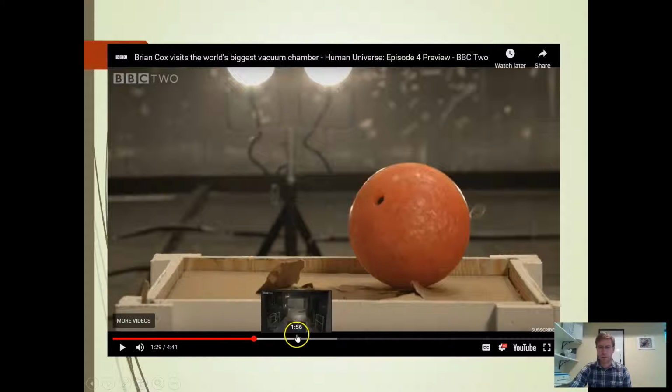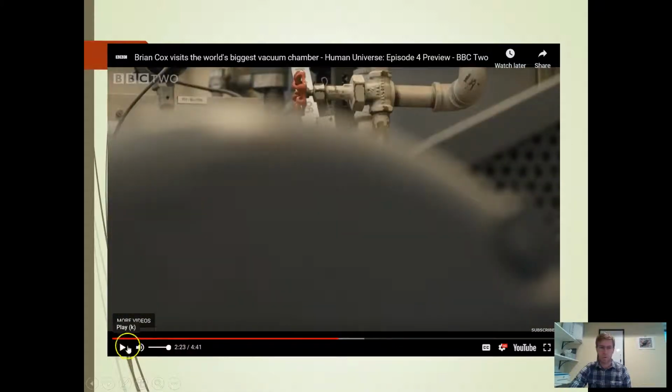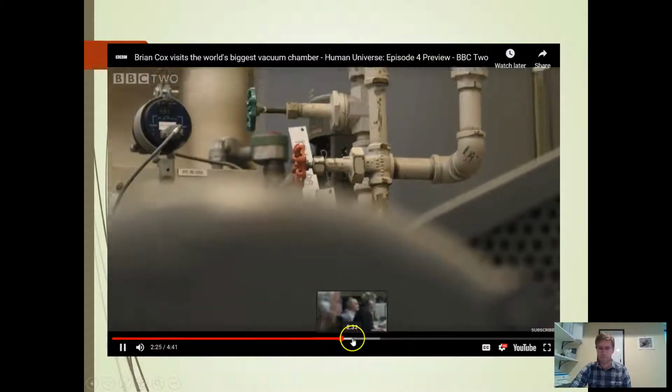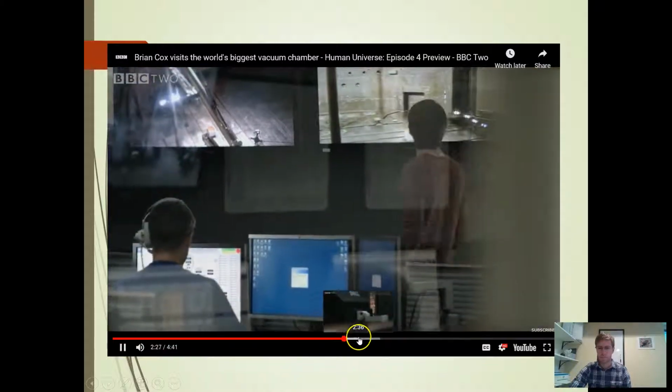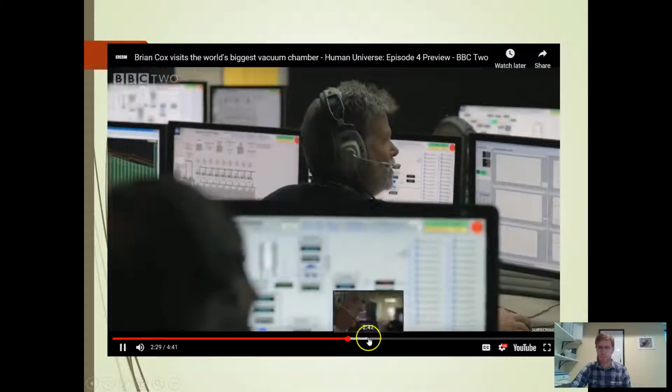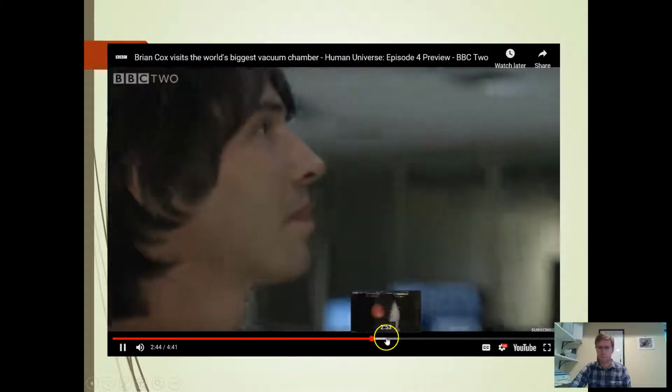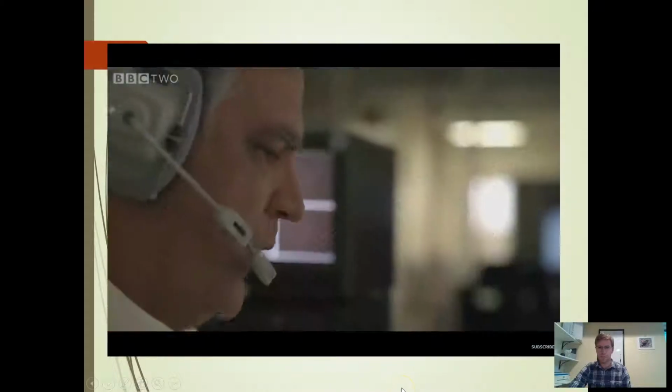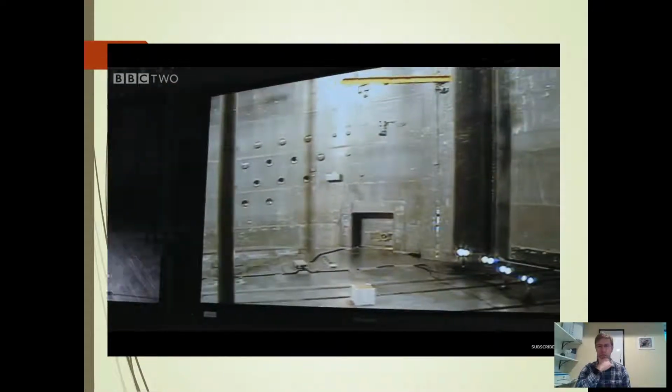Okay, so now they're going to close up the chamber and pump out all the air. It's kind of fun to watch these NASA guys get kind of nerdy. They're going to pump out the air and then drop the bowling ball and the feather again. So check this out.